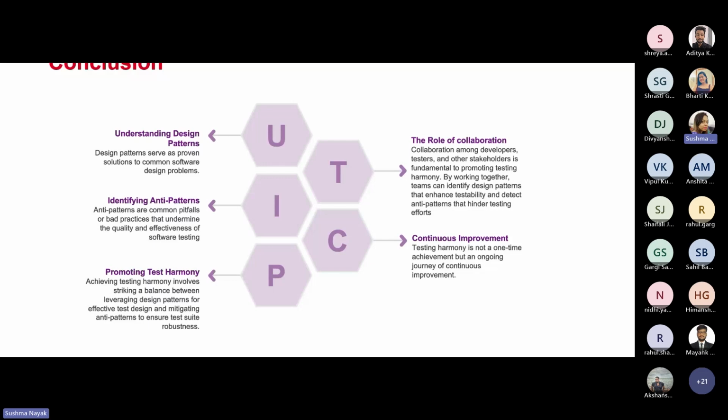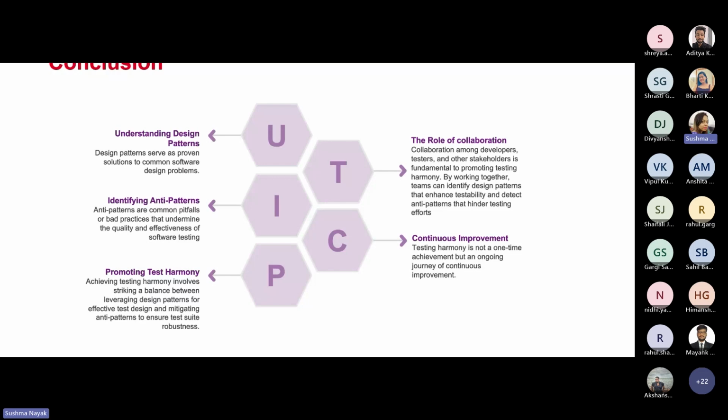Then identifying the anti-patterns: if there are any anti-patterns, pitfalls or bad practices, they should be taken care of and omitted at the starting phase. Then promoting test harmony: more and more leveraging design patterns for effective test design, and mitigating anti-patterns. This balance is crucial for achieving comprehensive test coverage.